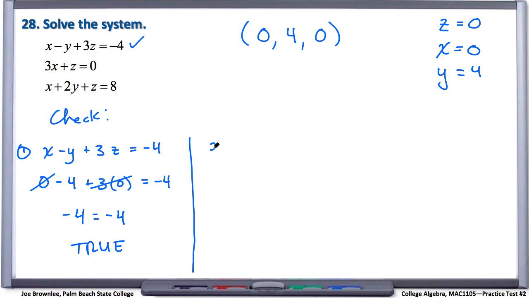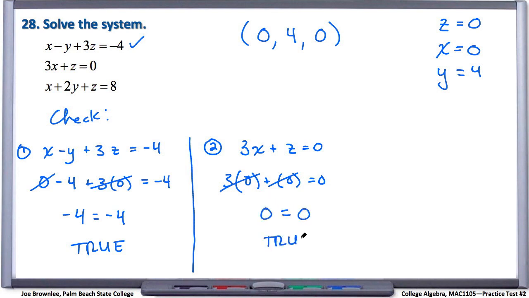Let's test equation 2. So we have 3x plus z equals 0. So we have 3 times 0 plus 0 equals 0. Well, 3 times 0 goes away, plus z, or 0, goes away, so we're left with 0 equals 0. Again, that is true. So we know our solution works in the second equation.